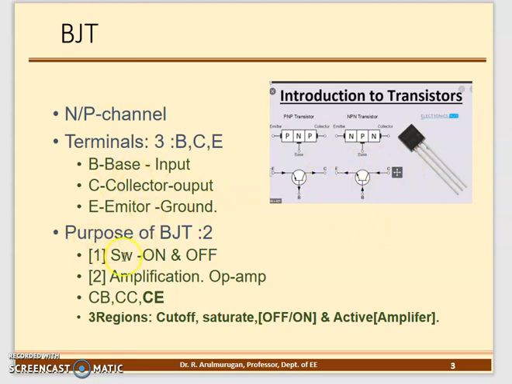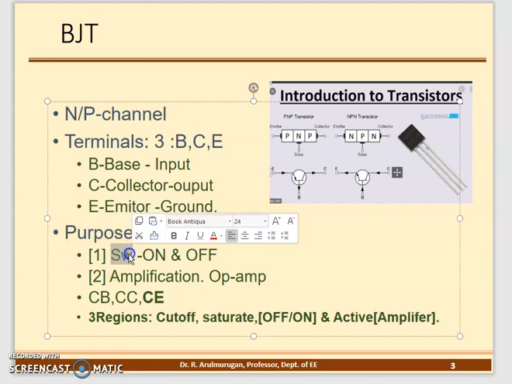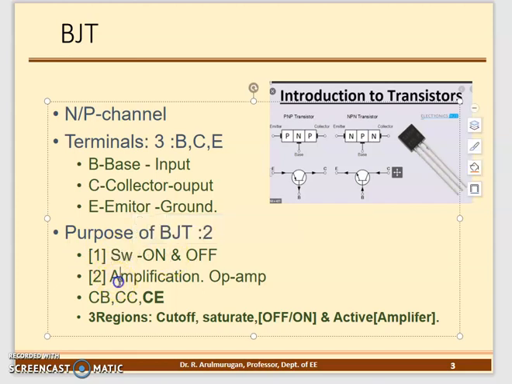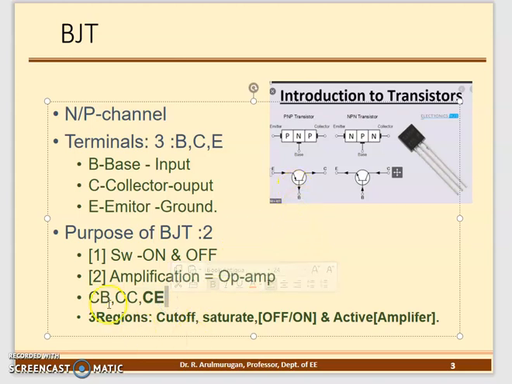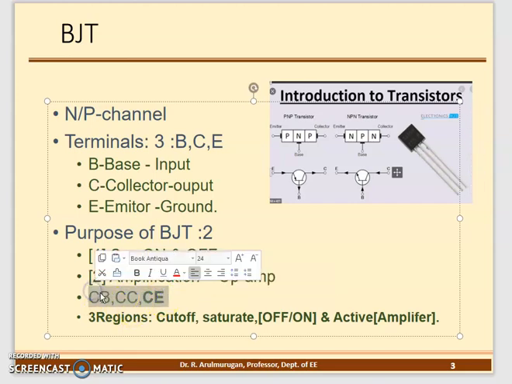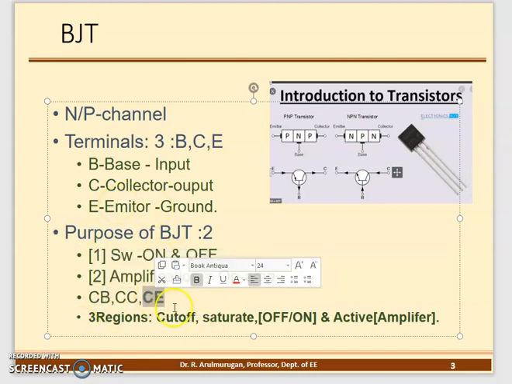And there are two purposes of the transistor. One is a switch purpose, which means on and off. The second one is amplification. Amplification is similar to the op-amp. Then you have common base, common collector, common emitter configurations, according to which you make the design. Particularly for amplification purpose, common emitter is the suitable one.